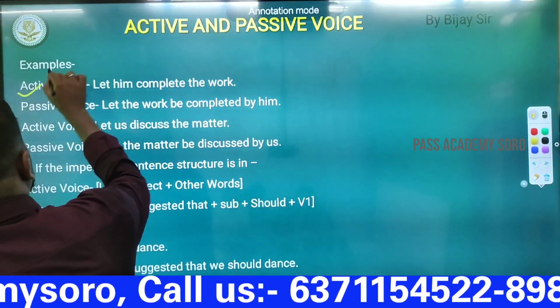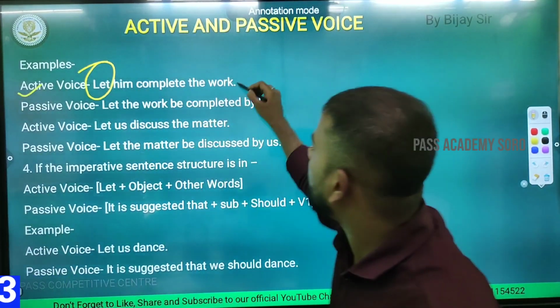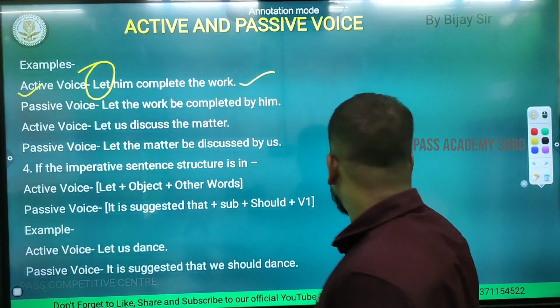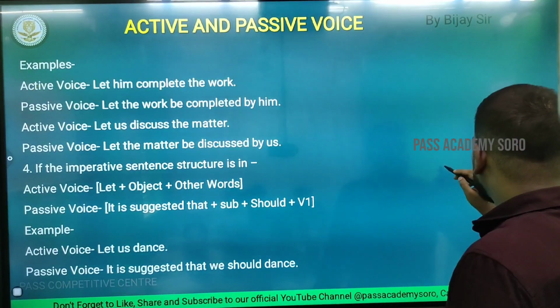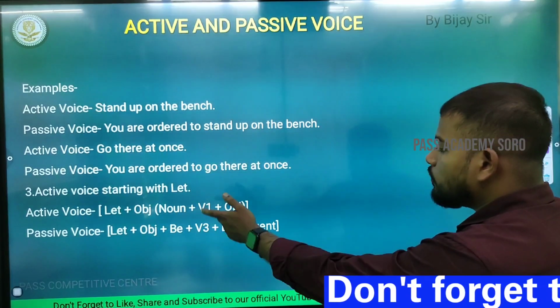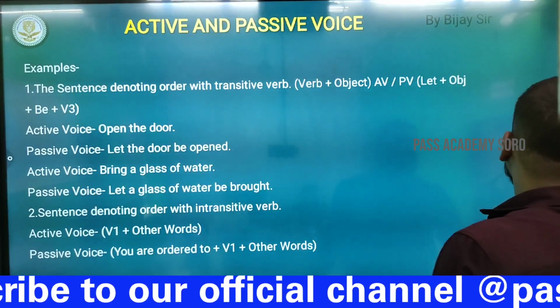So our first example, which is in active voice and begins with let, dear student: let him complete the work. Here, let him complete the work. So what is the structure, dear students? We have already learned here: let plus object plus be plus v3 plus by plus agent, right? Okay.